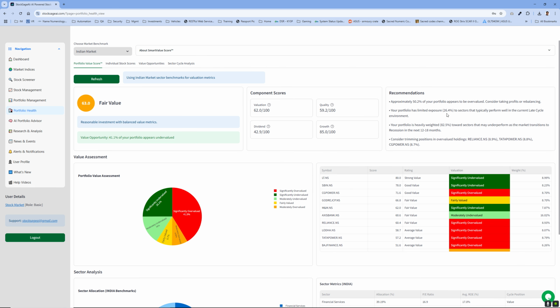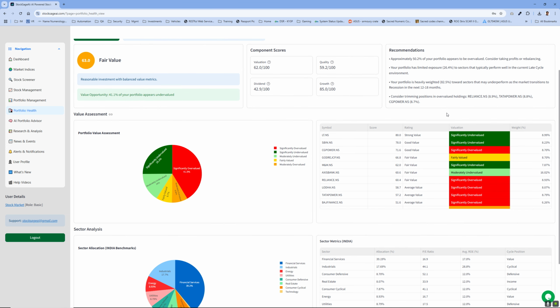So we might be having limited exposure. We can increase the exposure to a sector. We might be heavy weighted on a specific sector that is probably underperforming. We might want to move away from that sector and balance or rebalance our portfolio, trim certain positions, add new positions, and likewise.